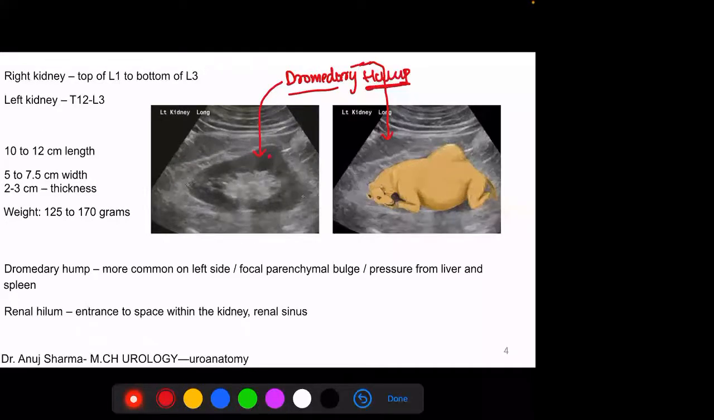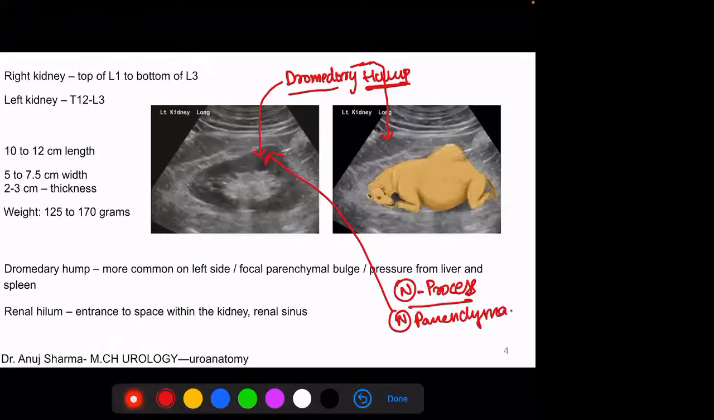Okay, so the question is asked in your exam as an MCQ. Is it a normal thing? Yes, it is a normal process. This is a normal parenchymal bulge. And why does it occur? Because you can think of the kidney as a pouch of water, and if the pouch of water is pushed from above, it will bulge out.